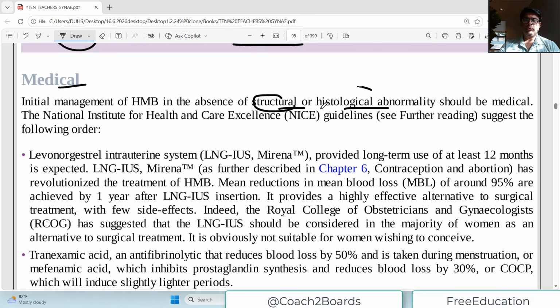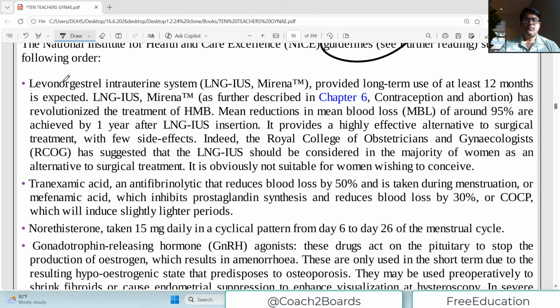So no structural, no histological, you will not do surgery, you will medically manage it. So the first one is levonorgestrel intrauterine system. This is what it is, LNG-IUS, intrauterine system, and levonorgestrel, right? It's provided for long-term use of at least 12 months. LNG-IUS, trademark name Mirena, has revolutionized the treatment of heavy menstrual bleeds.